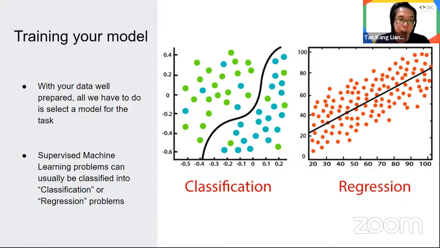So in this case, the features of our housing districts and the price of the house. These are classified under supervised machine learning, where the labels of the data are available to you. And usually, this can be classified into classification or regression problems.